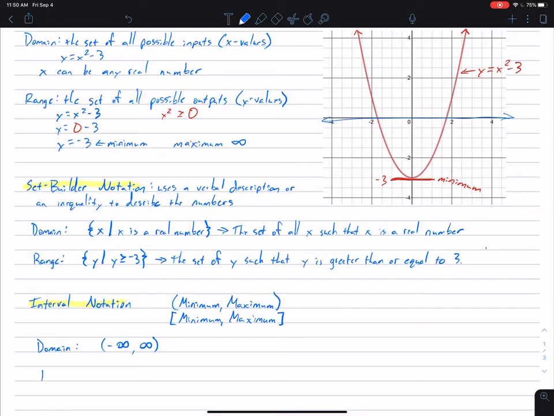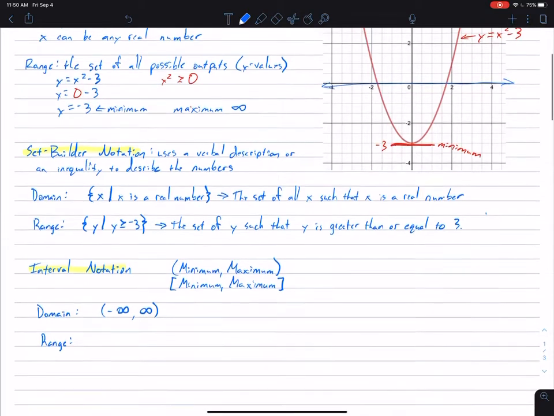My range, well, again, I want to start with my minimum. If we go up to our previous work, we said that our minimum was -3, which is also shown in our graph. So my minimum is -3. My maximum, well, that was infinity. My graph kept going up forever. So my maximum was infinity. Now again, anytime you have an infinity symbol, it's always going to be a parenthesis.